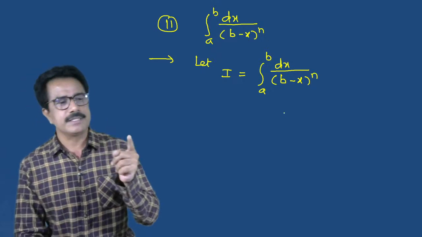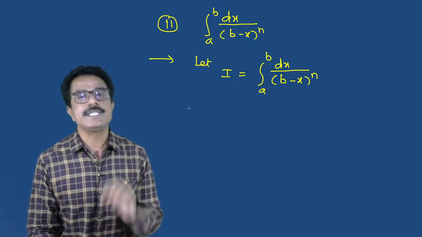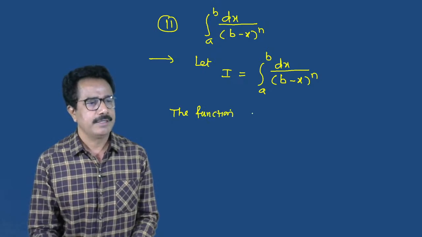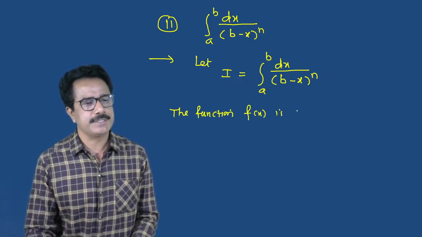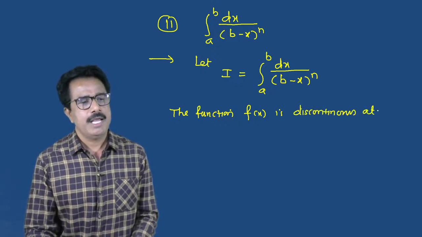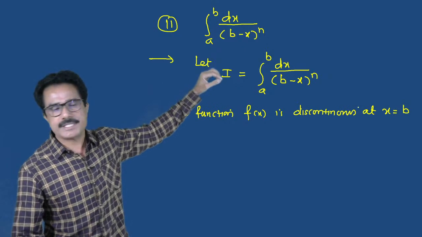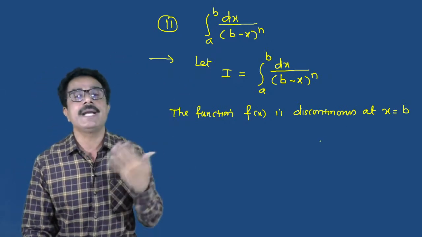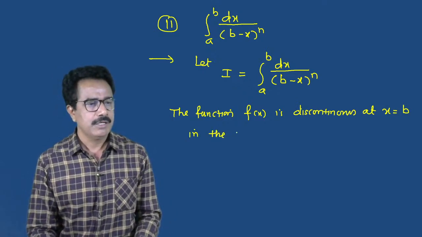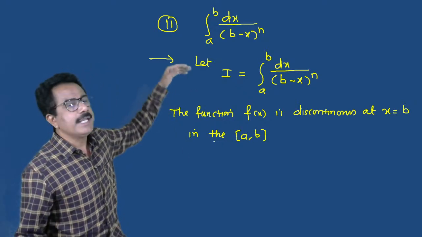Tell me, students, at which point, a or b, does the improper integral occur? So this is improper, the function f of x is discontinuous at x equals to b. See here, function is discontinuous at x equals to b. Okay, that means at the right end in the domain a comma b.